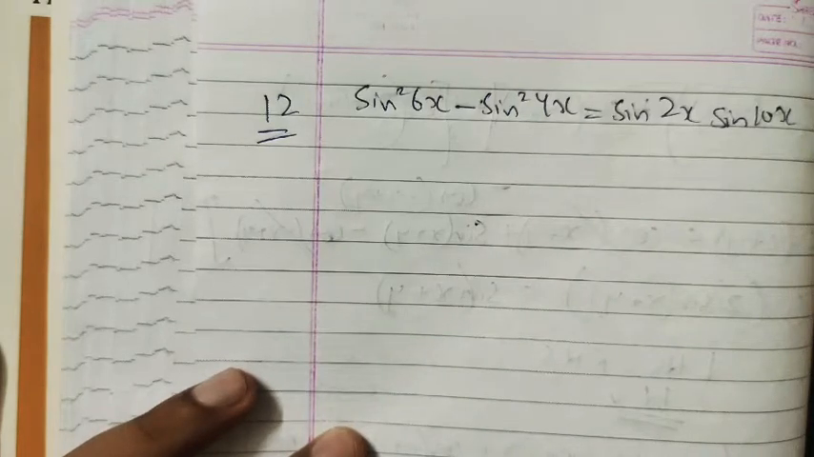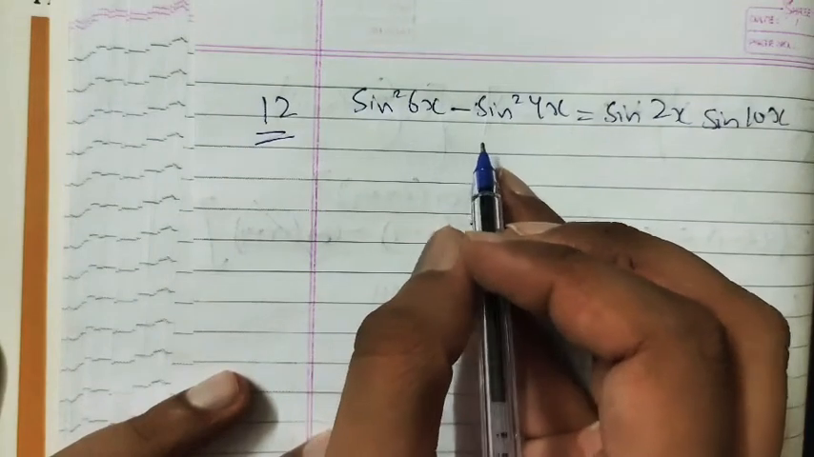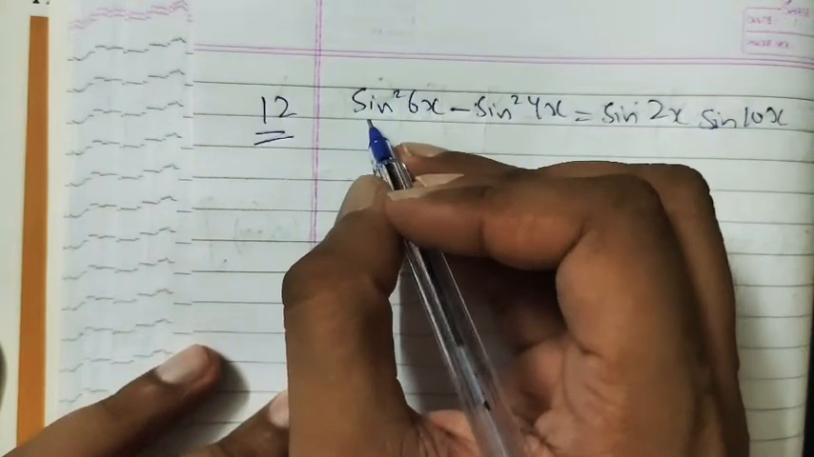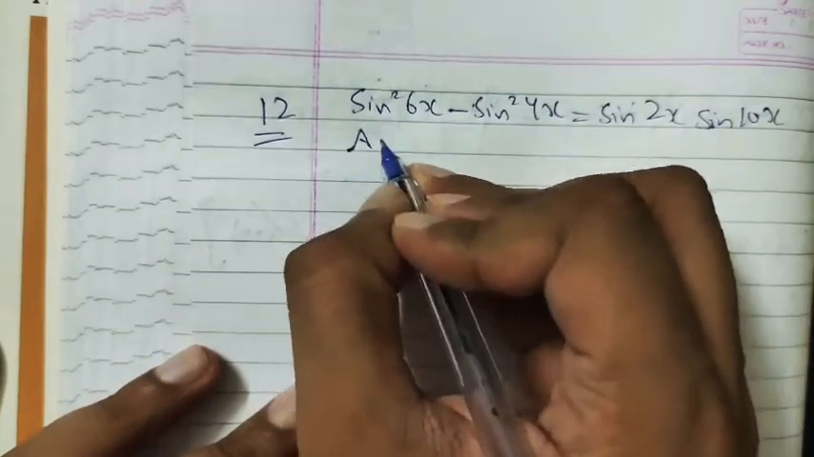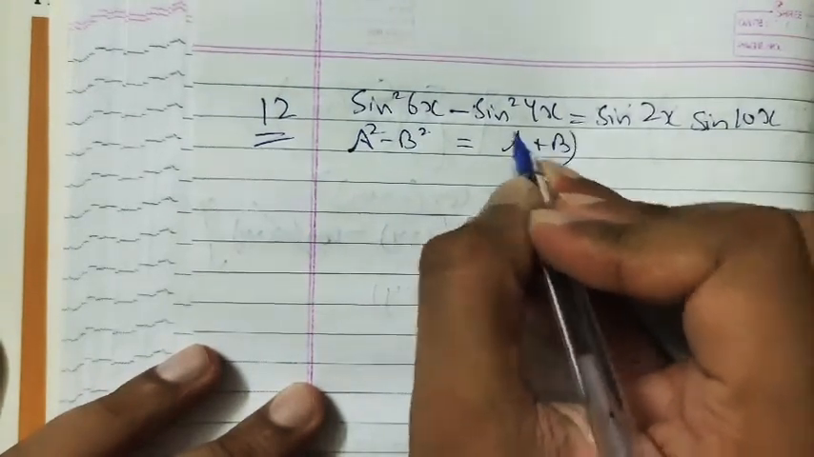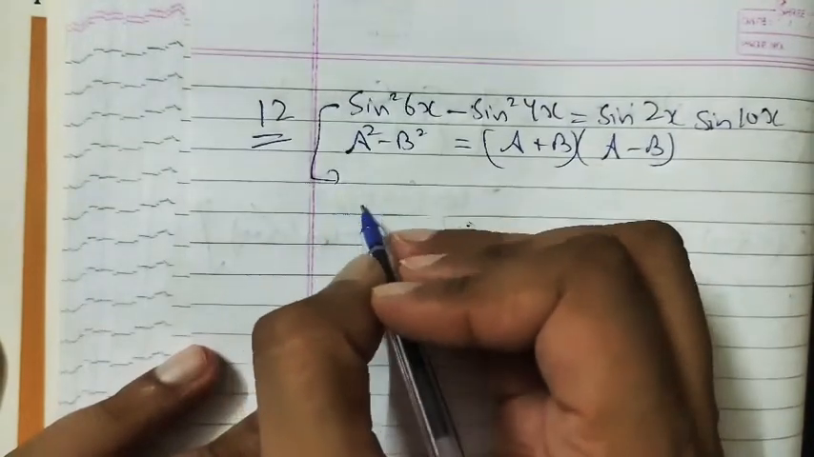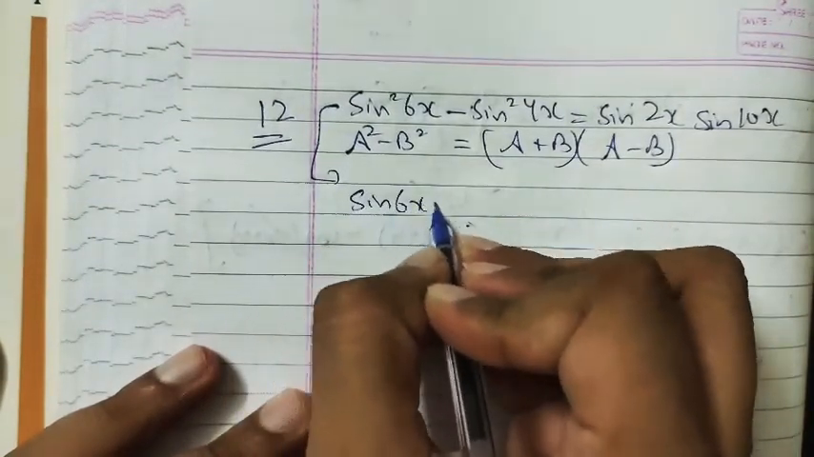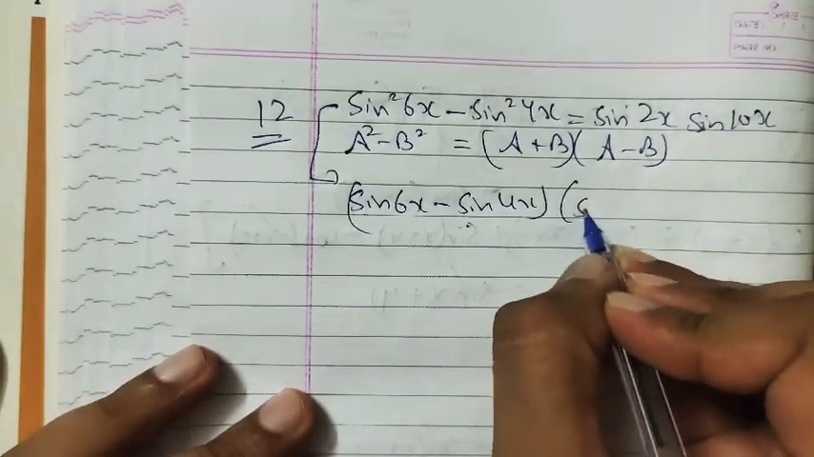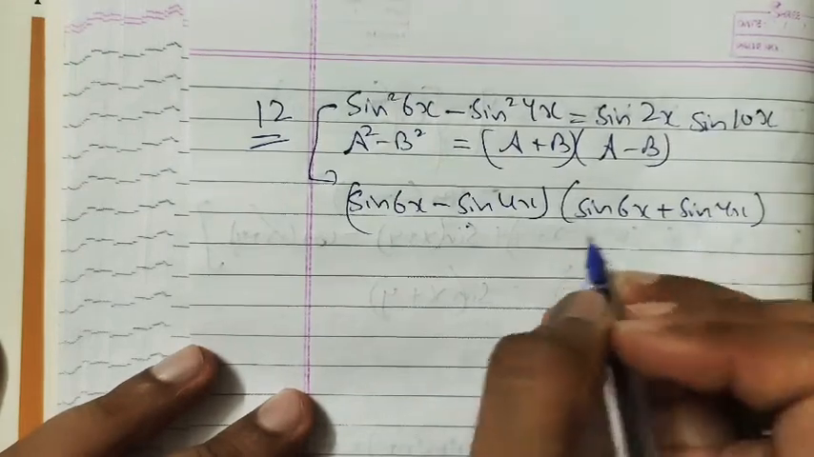So next question is question number 12. Question number 12 is this: sin²6x minus sin²4x is equal to sin 2x sin 10x. Now a square minus b square is what? A square minus b square is (a plus b)(a minus b), right? So similarly we can say this as (sin 6x minus sin 4x)(sin 6x plus sin 4x), right?